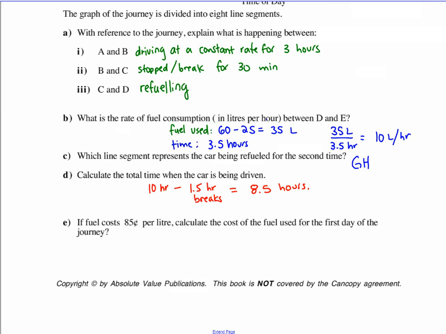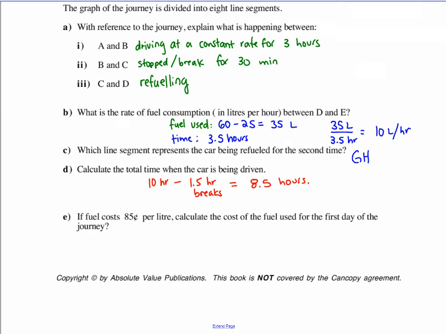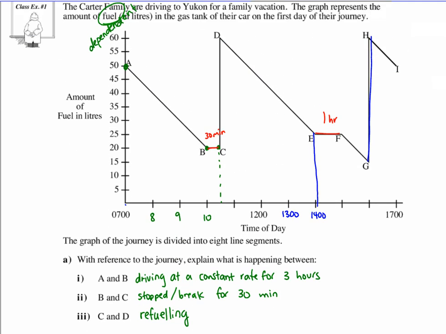Okay. They said if fuel costs 85 cents per liter, calculate the cost of the fuel used for the day of the journey. So what we need to know is the total amount of fuel being burned. So let's do all the line segments where they're driving. So they're driving A to B, D to E, F to G, and H to I. So we need to know how many liters they used in each time.